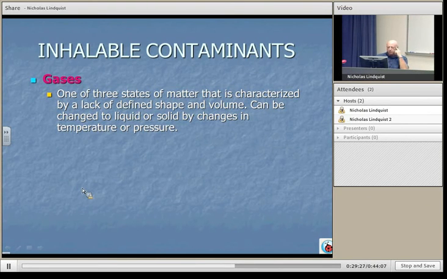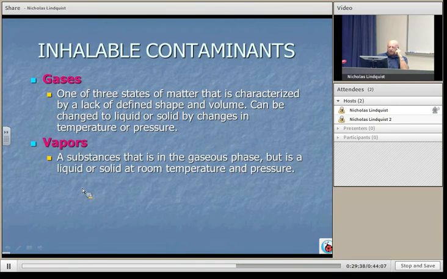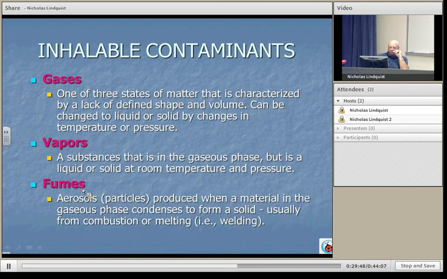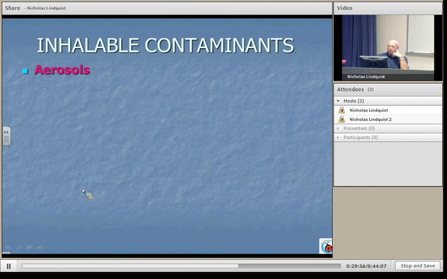Again, quick review. Gases are one of the three states of matter and basically can be changed into a liquid or solid by changes in temperature and pressure. Vapors are substances that are typically a liquid or a solid, but can be changed by temperature and pressure into a gaseous state. Fumes are those solid particles when material condenses in air.